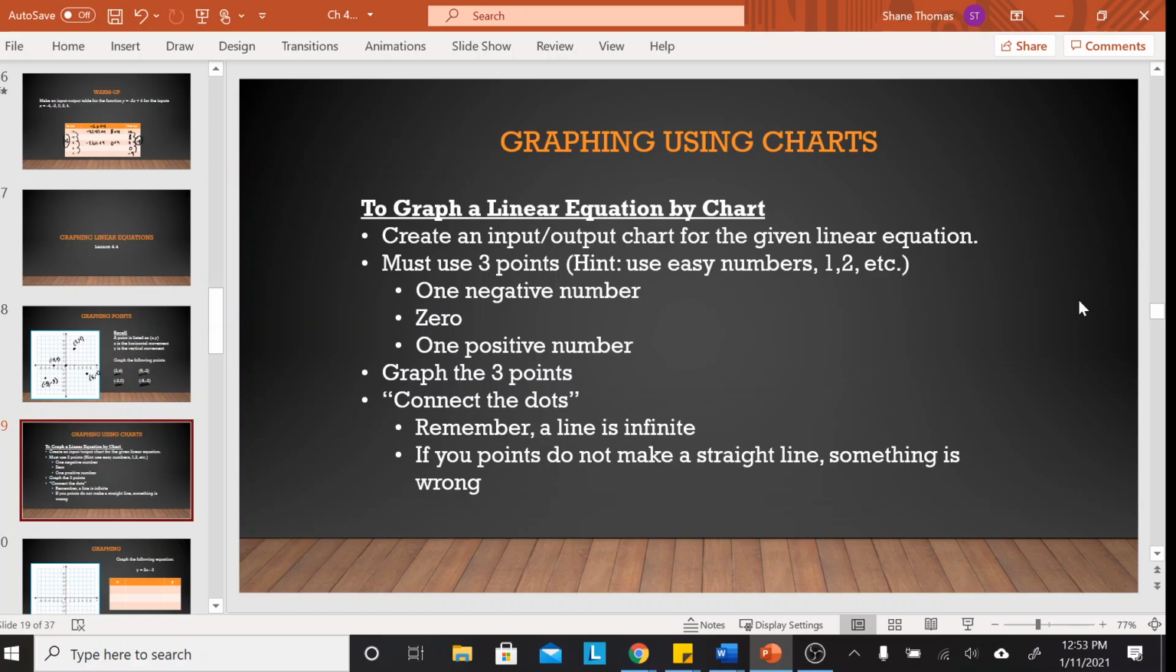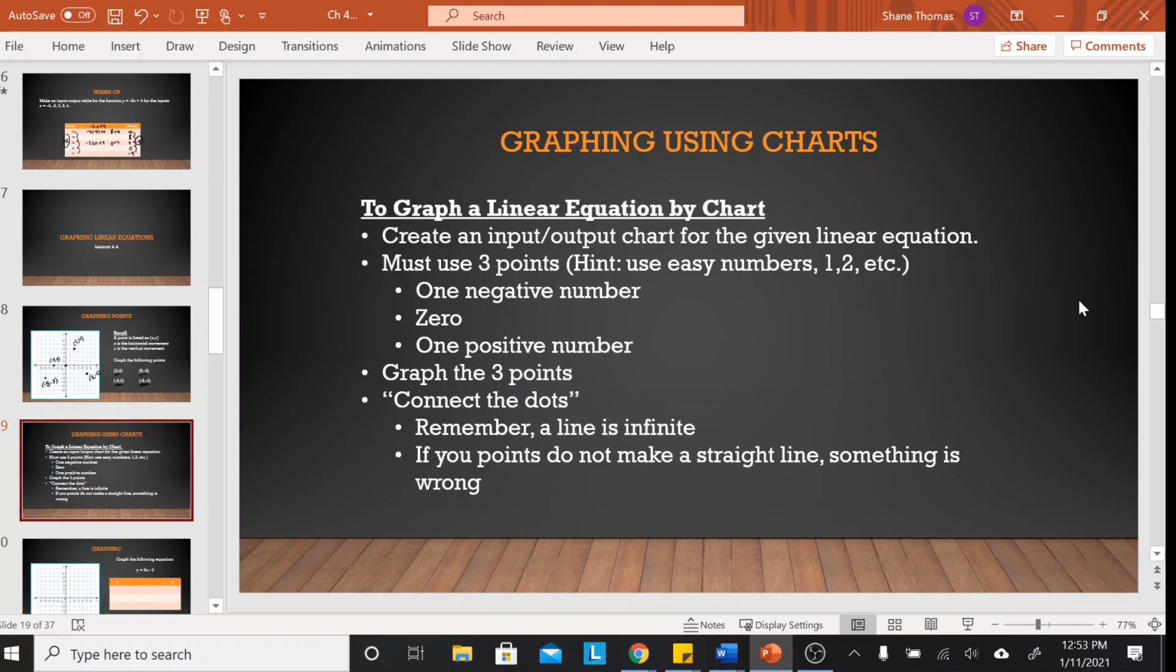It's going to be up to you what negative and positive numbers you use most times. I'm just going to give you a hint: use easy numbers. Use 1. Use 2. Use stuff like that. Because if you use a 13, you're still going to be fine, but that means you have to graph it the whole way out to 13. So use easy numbers, 1, 2, something like that. So maybe use 1 and negative 1 or 2 and negative 2, those types of things.